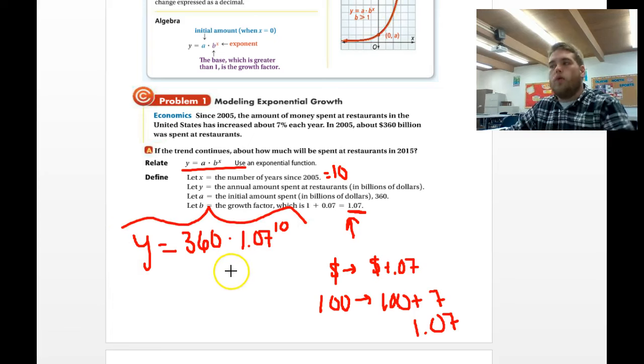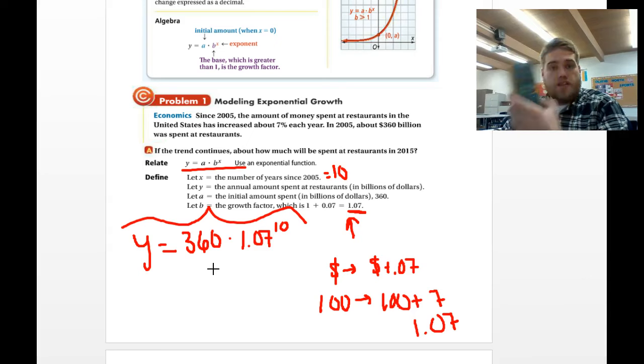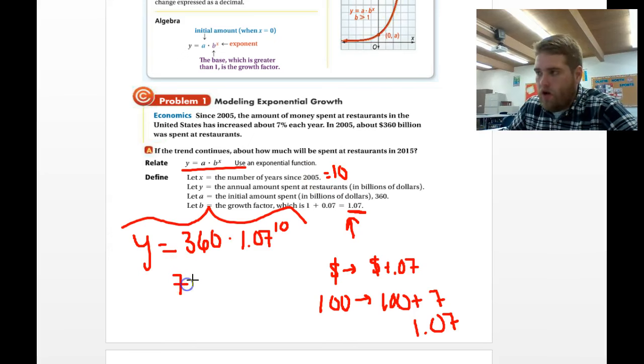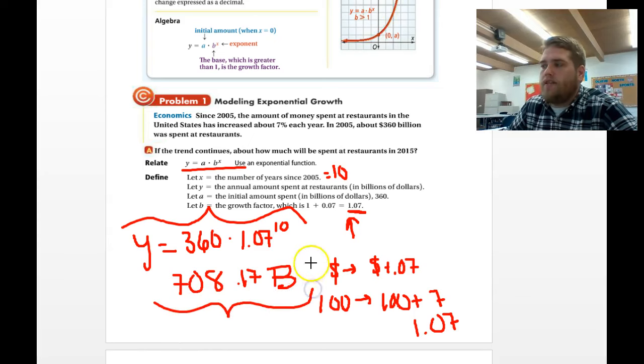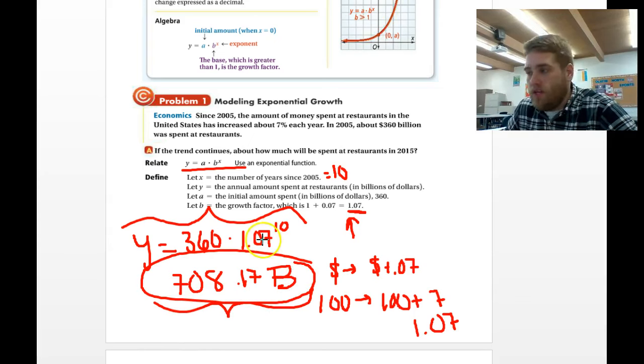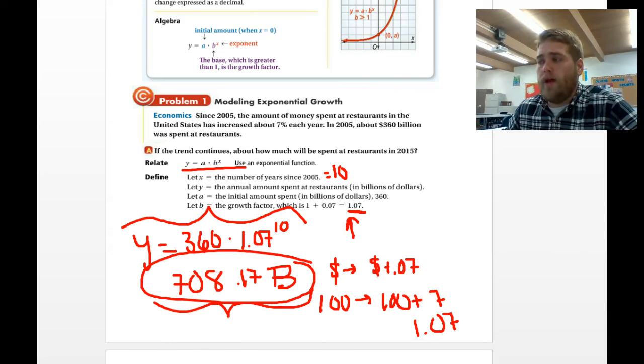Now all we have to do is plug that into your fancy calculator. I'm going to do it right here with you. 360 times 1.07 to the 10th gives me 708.17 billion dollars. That is how much money was spent in restaurants in 2015, last year, based on the 2005 numbers. It's kind of cool to see what we were projecting. Did it actually come true? Did we actually spend that much money?